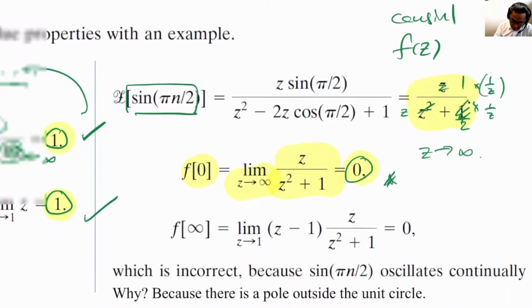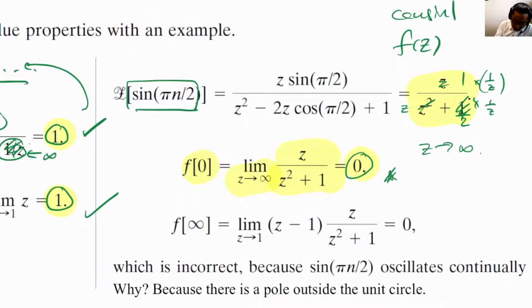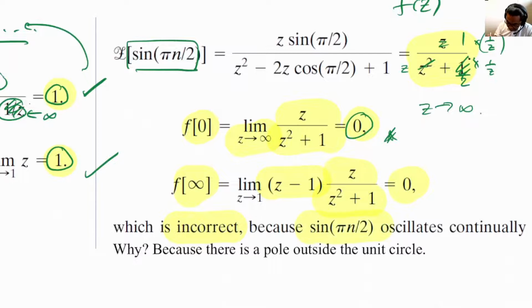So we are okay with f(0), but for f(infinity), remember this is a sinusoid and it's spinning all the time with n. So, well, let's anyway plug in what we are expecting. z minus 1 multiplied by z squared plus 1. When we work it out, it looks like the answer is 0. But this is incorrect because we know that sine of pi over 2 n continuously oscillates.